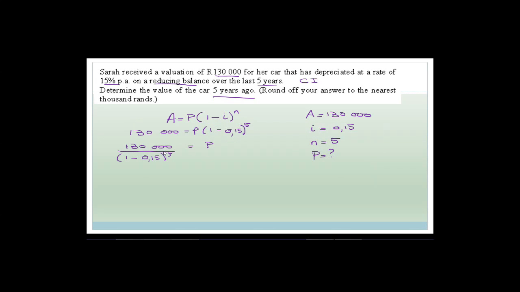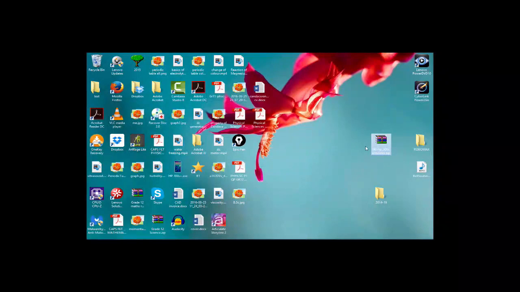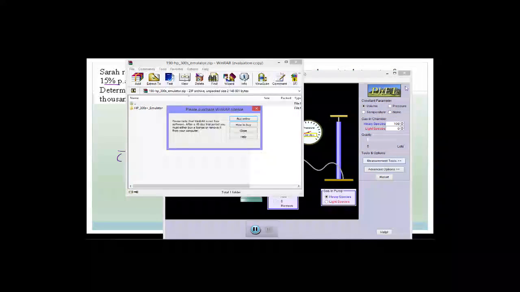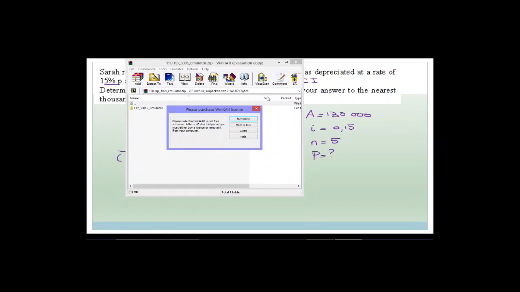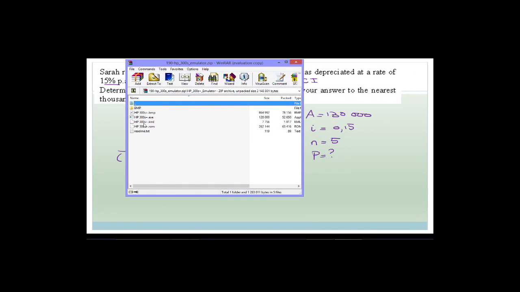So let's just get out our calculator. I don't know why my calculator is not working. Let's just get it out. It's a bit slow. Here it is. Nope. Oh, and you know what? We don't need this anymore. Yeah, okay, thank you for sharing.